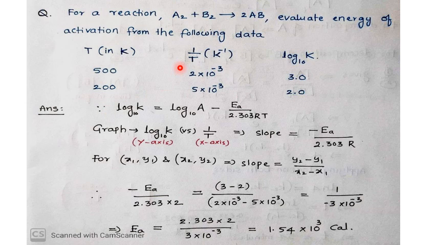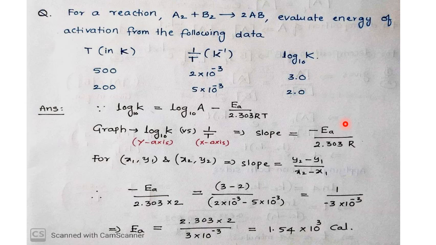Okay, 1 by T and log K, already we have one formula, Arrhenius equation. Log K equal to log A minus EA by 2.303 RT. Okay, y equal to mx plus c format. Graph is drawn between log K, which is taken on y-axis, and 1 by T taken on x-axis. In this case, we will get slope equal to minus EA by 2.303 R. It is fixed. All of you studied already in the case of Arrhenius equation, slope equal to minus EA by 2.303 R. Okay, leave that one.